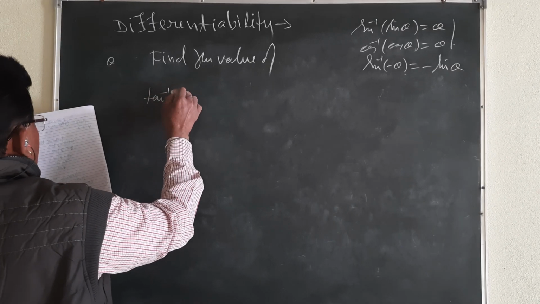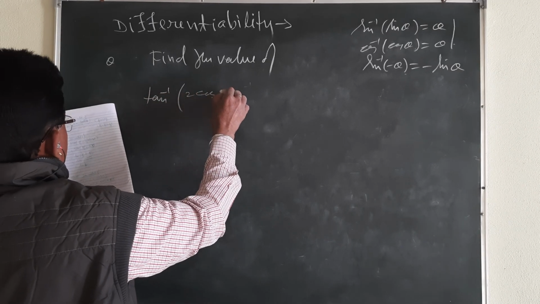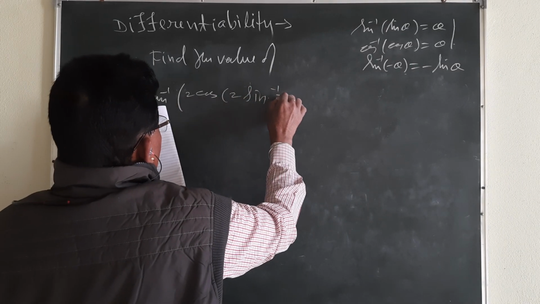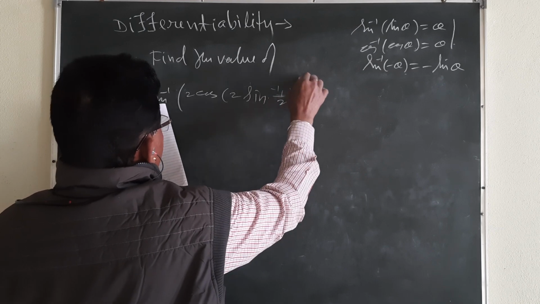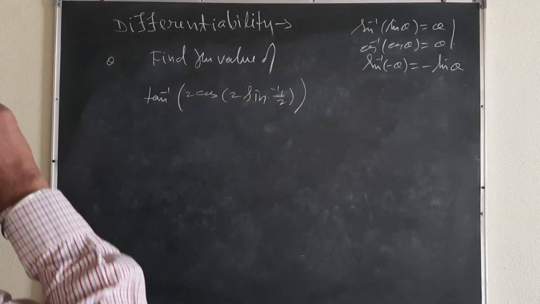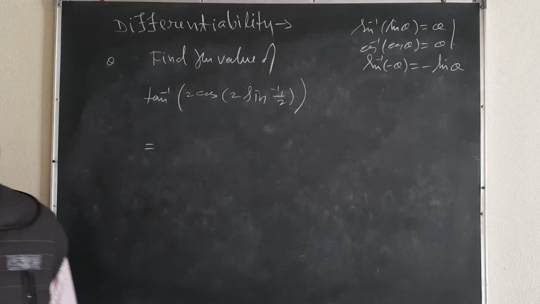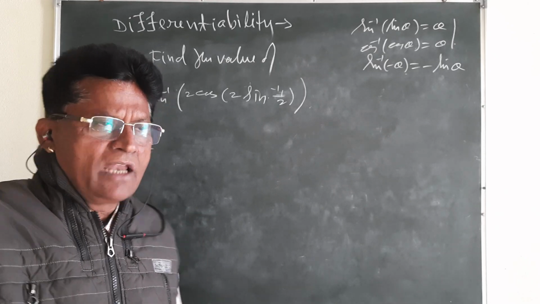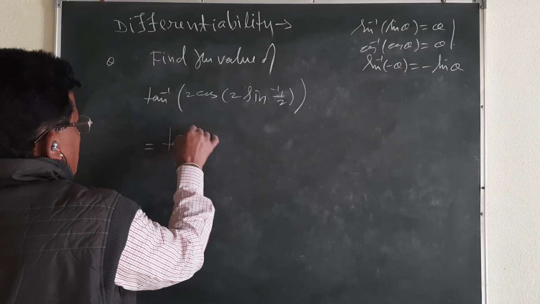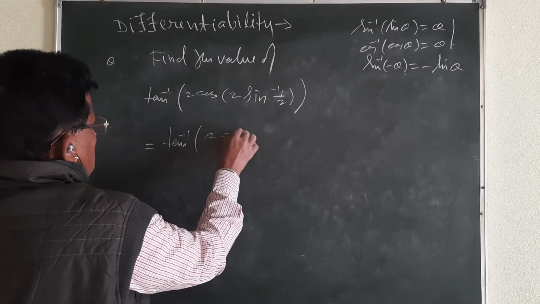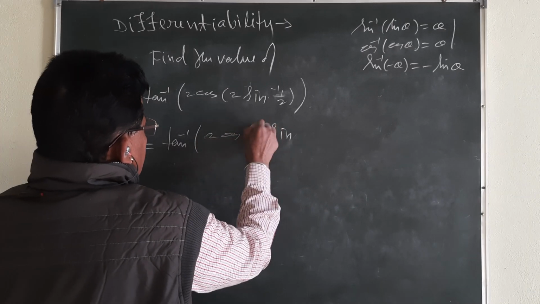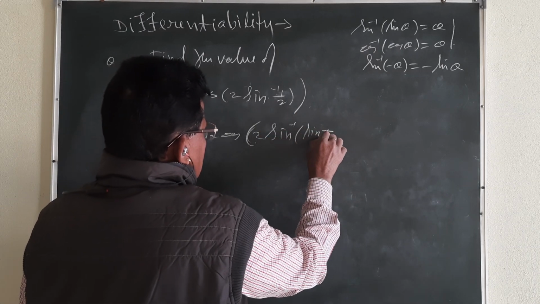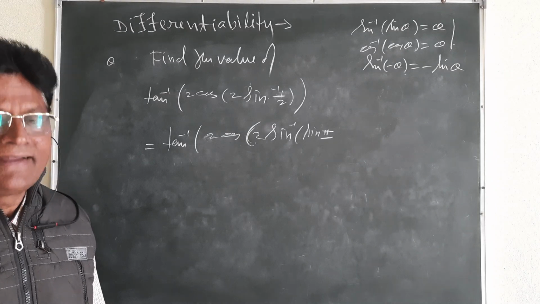Very carefully: tan inverse of 2 cos of 2 sin inverse 1 by 2. Sin inverse 1 by 2, see carefully. Similar kind of thing I am taking. That is why I collected similar kinds of questions which will be helpful for you. Tan inverse 2 cos 2 sin inverse. But sin inverse 1 by 2, just before I told you, is pi by how much? 30 degree means pi by 6.